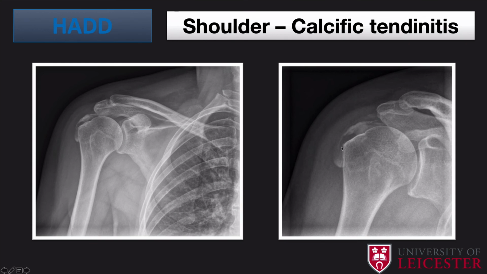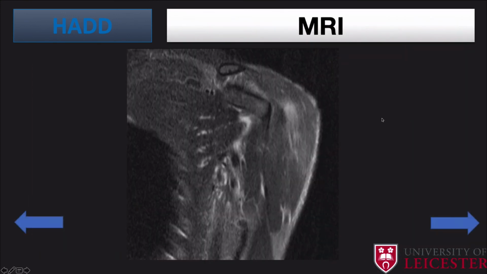Notice how there is normal alignment of the joint and no erosive changes, and you can also see how preserved the acromioclavicular joint is. These are, as I mentioned, quite young patients that present with these conditions.